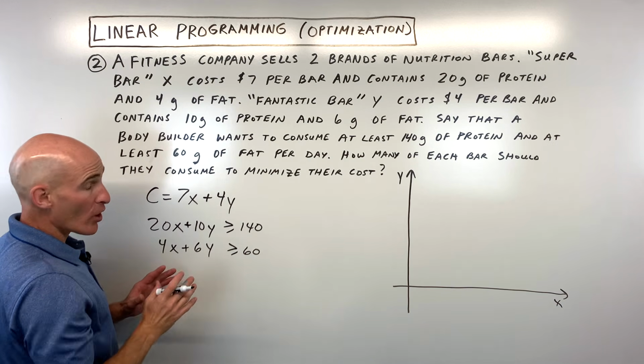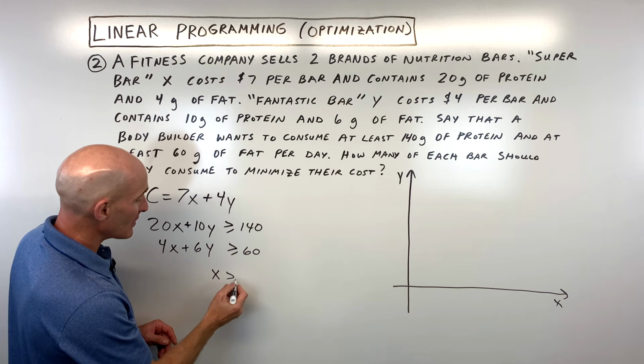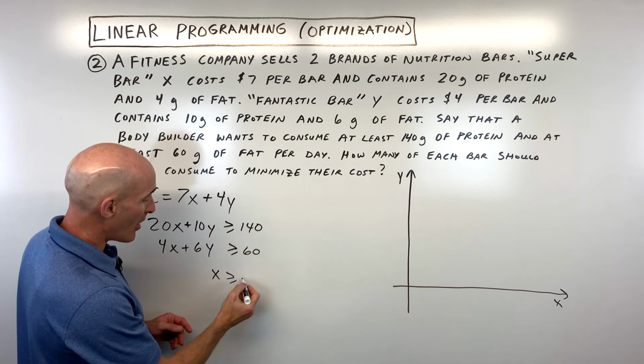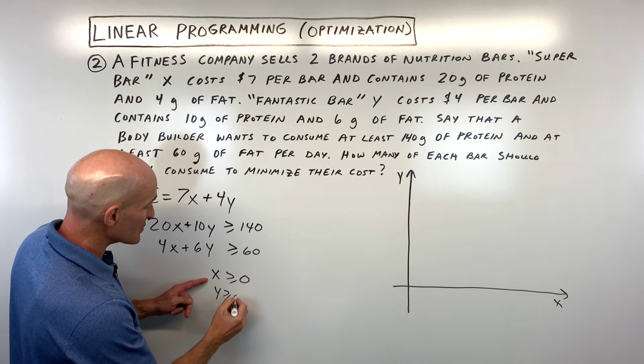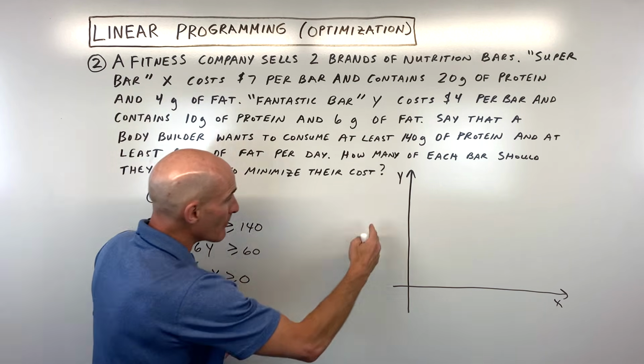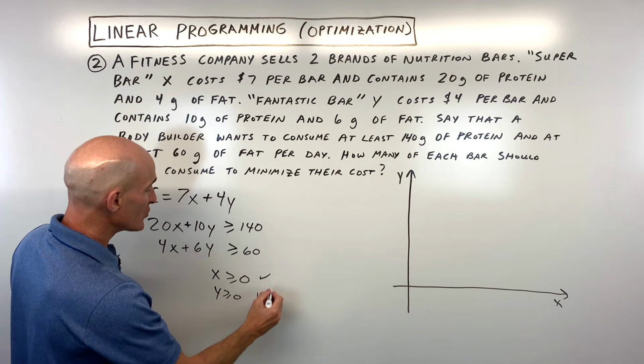Okay, good. So now we also have to take into account those implied domains: you can't really consume a negative number of each bar, so it has to be greater than or equal to 0 for bar X and greater than or equal to 0 for bar Y, which again puts us into the first quadrant here. Okay, so we took care of those constraints.